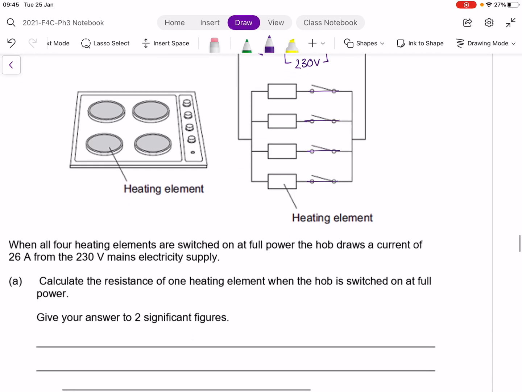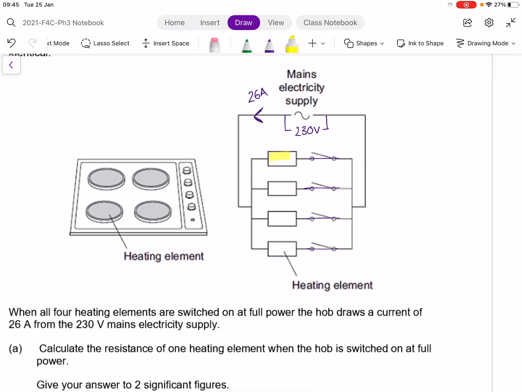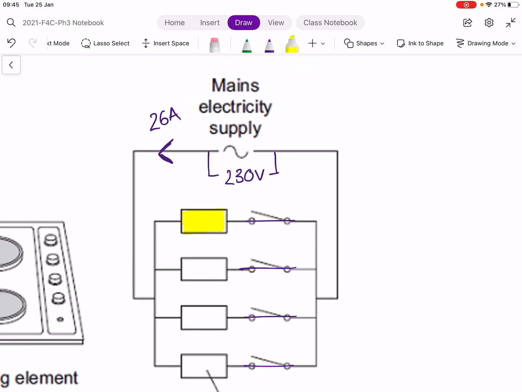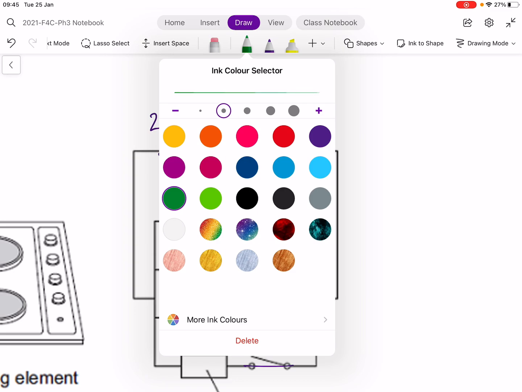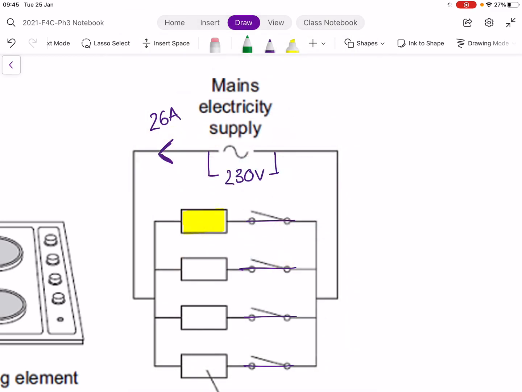So, find the resistance of just one heating element. Right, so I've only got to find the resistance of one of them. So let's think about what these numbers mean and how we can label them on. If that 26 amps goes in, how much current is going to go through each resistor, given that 26 amps is going to come out the other side? It's 26, but it's dividing through 4 paths. So 26 divided by 4 is 6.5 amps. So each one of these is 6.5.